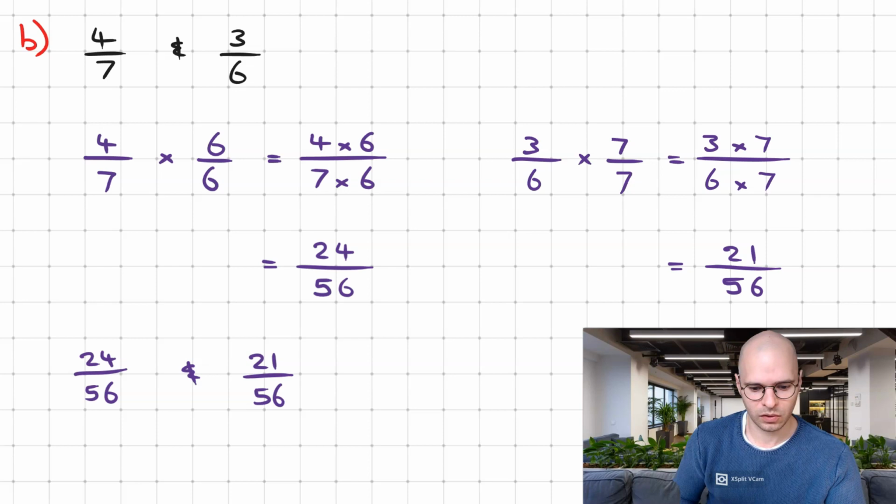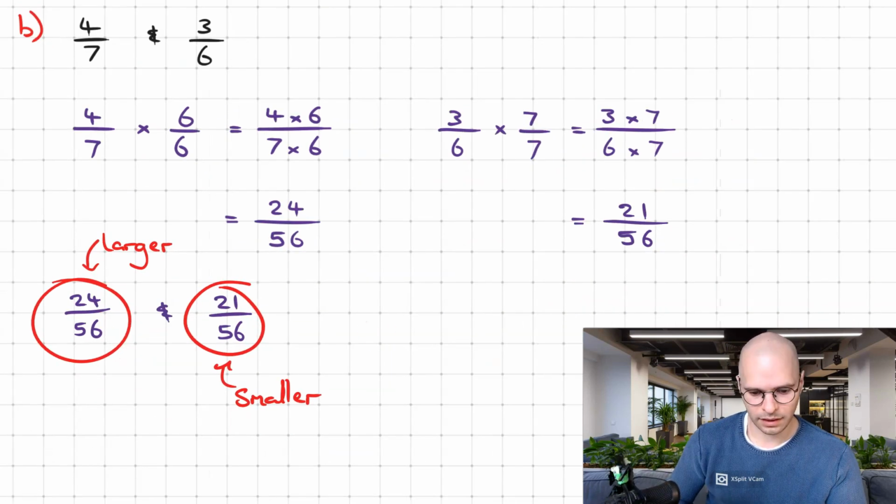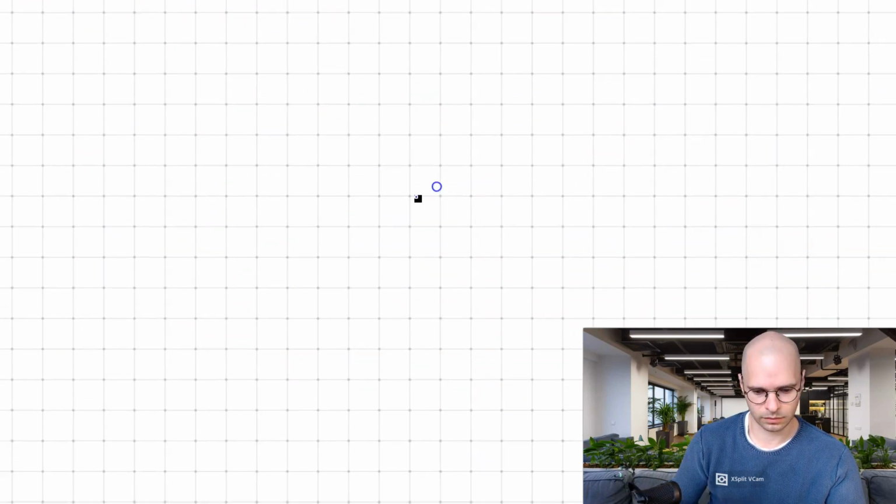We then have a look at which one has the larger numerator. In this instance, it's 24. So this one is larger. This one is smaller. Therefore, it can be written as 4 over 7 is larger than 3 over 6. Perfect. Okay, final example.